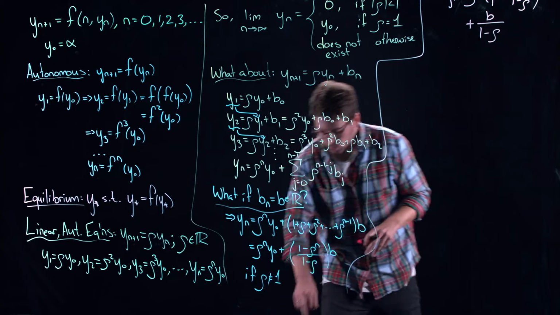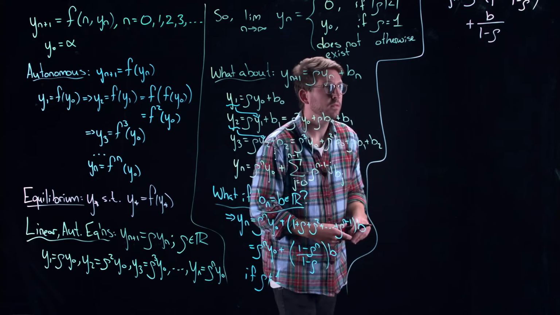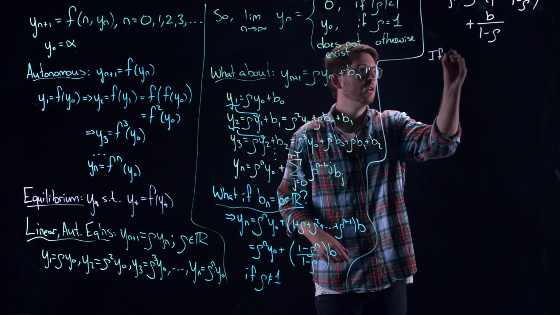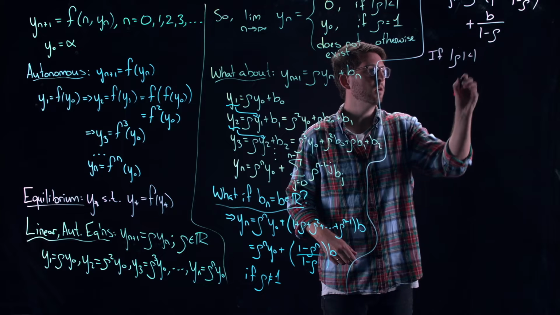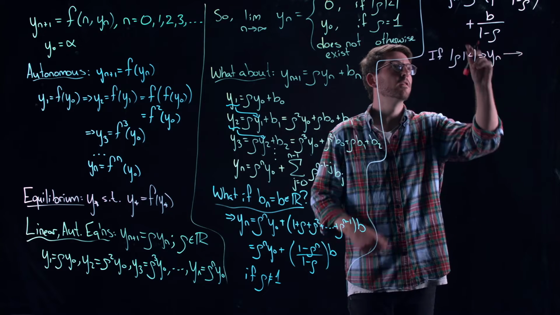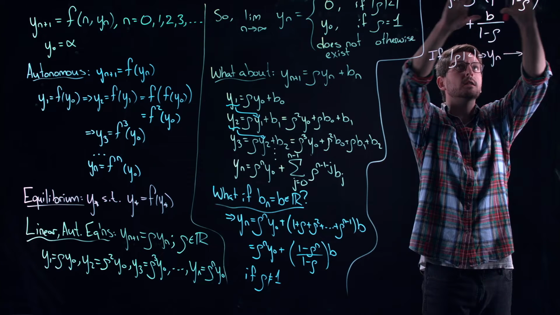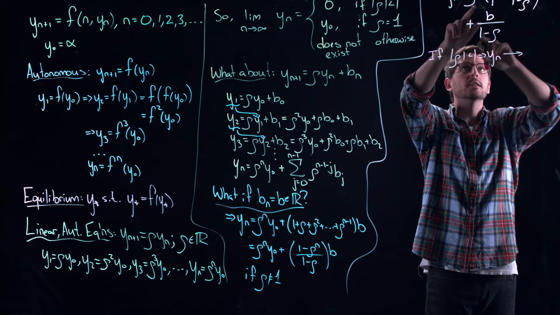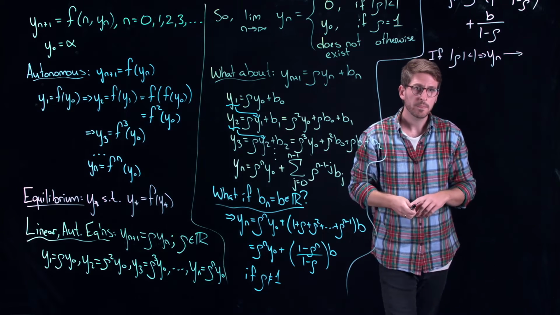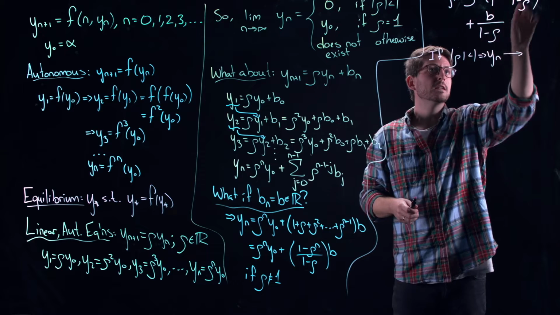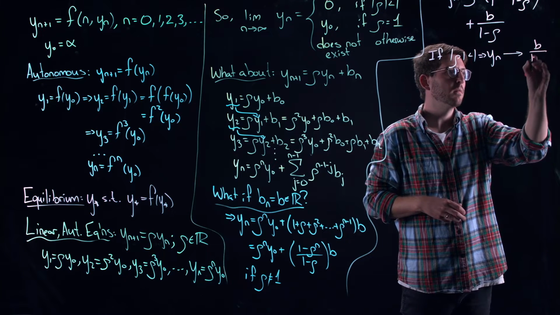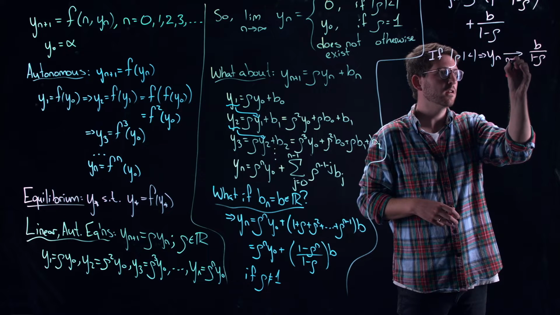Okay, so why is that interesting? Well, again, if rho is less than 1, this implies that yn is going to converge, right? Because the only part here that depends on n is this rho to the n times y0 minus b over 1 minus rho. This whole thing is going to disappear, leaving me with just b over 1 minus rho as n goes to infinity.